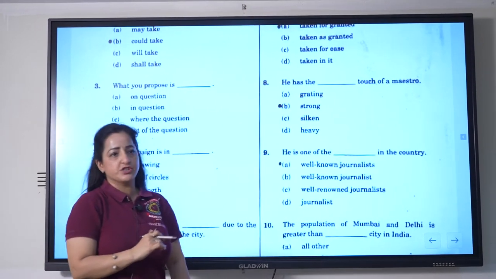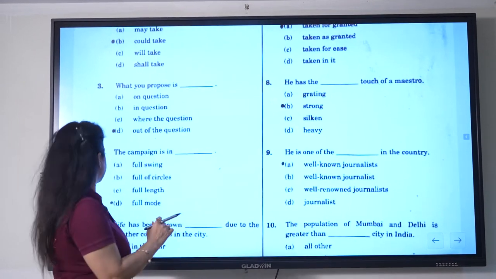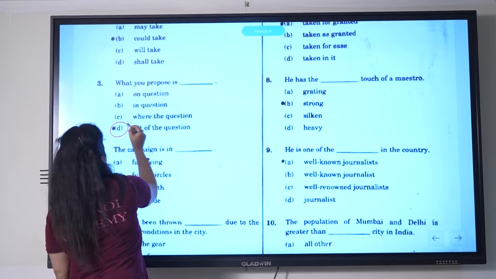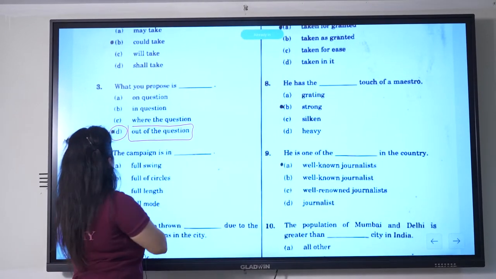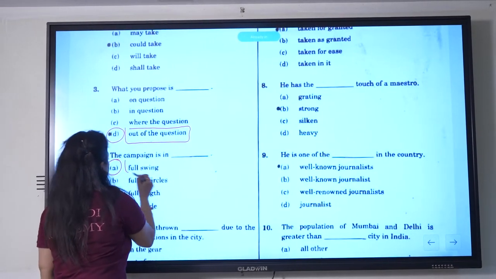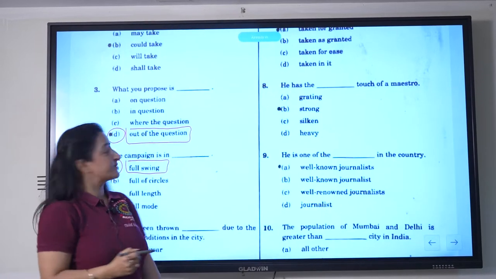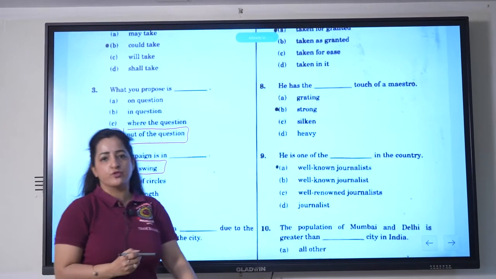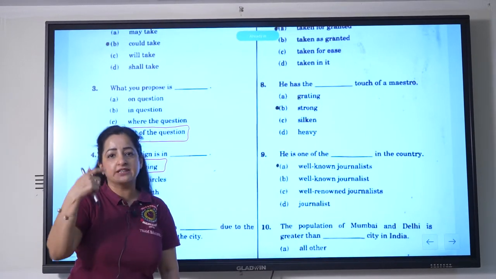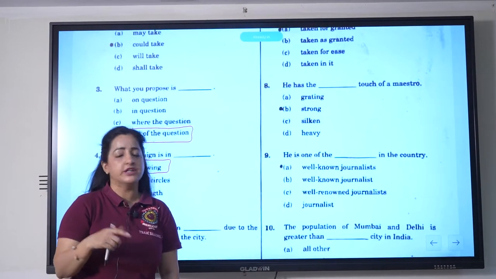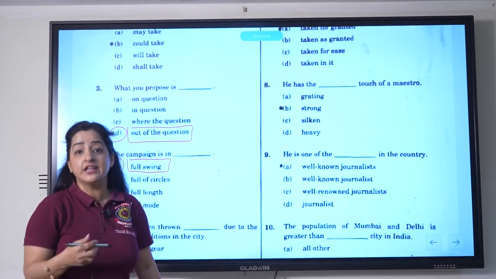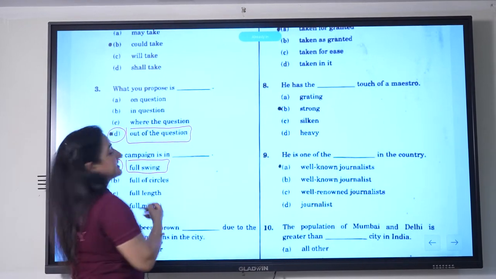The third question is what you propose is, the correct answer is out of question. And in the fourth question, the campaign is in full swing. Now how about an explanation? What is the meaning of out of question? Out of question means somebody is not considering that option, that offer which you have given. It is not possible and it is unthinkable, which is why this is the answer.